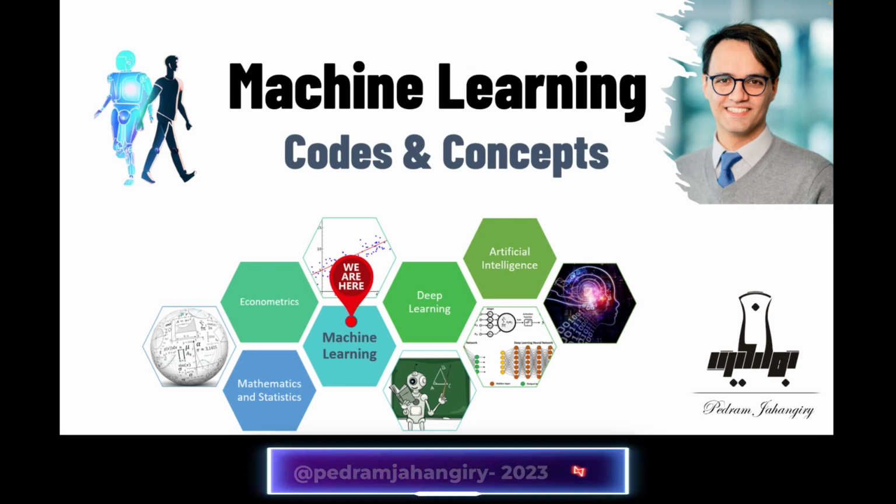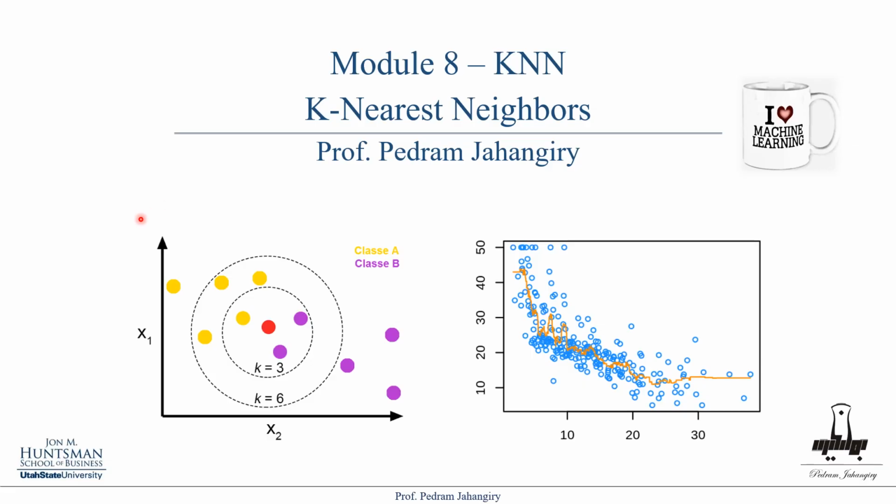Let's get started. All right, let's do module number 8, K-nearest neighbors. So KNN is a very simple machine learning non-parametric model which can be used both for classification and regression. And if the dimension of the feature space is small, let's say single digits, 2, 3, 4, 5, we are going to see that the KNN is very powerful as well, especially when it comes to classification.